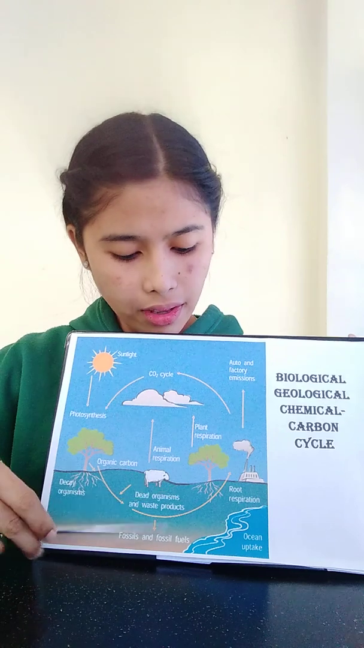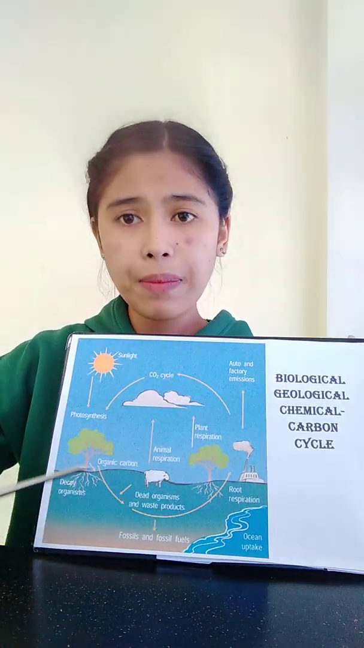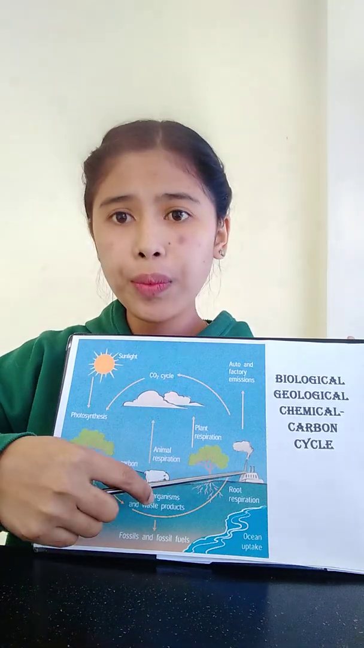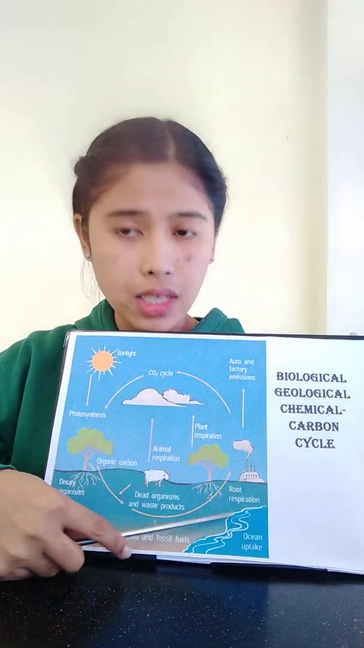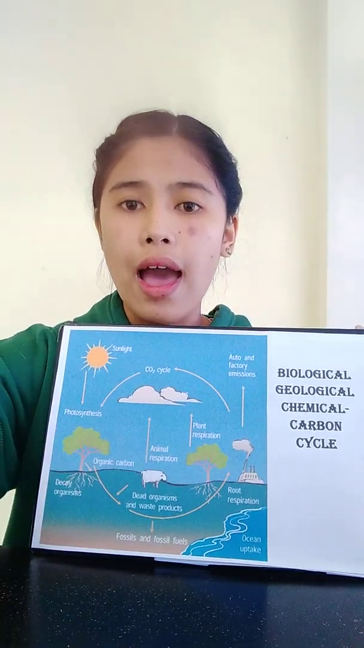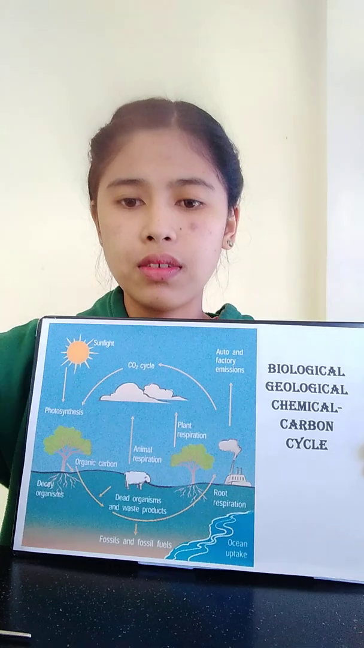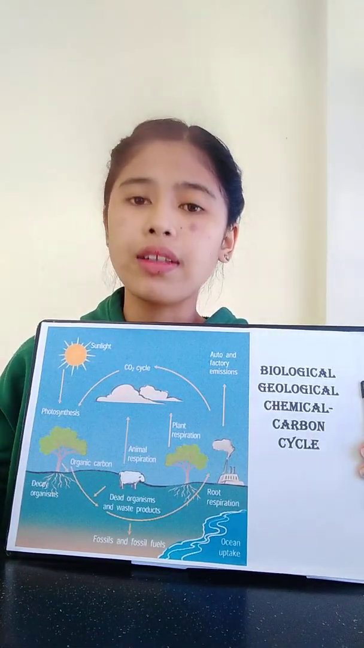Next, for step 6, these fossil fuels are used for man-made activities, which pump more carbon into the atmosphere. So that is the process of the biogeochemical carbon cycle.